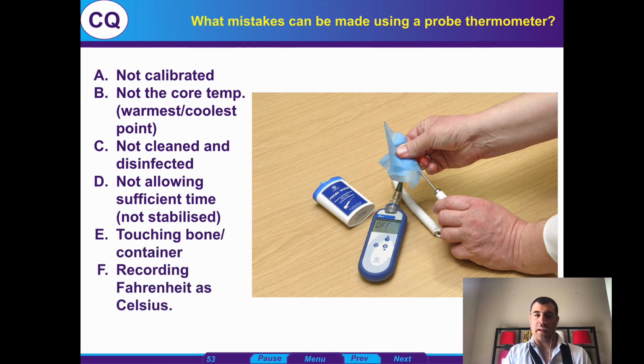Touching burn on the container is also a problem, and recording Fahrenheit as Celsius. The opposite way isn't true, but recording Fahrenheit as Celsius can be a big issue. We had that on cruise ships a lot because this was an American company that I was working with. And so we were recording in Fahrenheit, and this is a disturbing process.